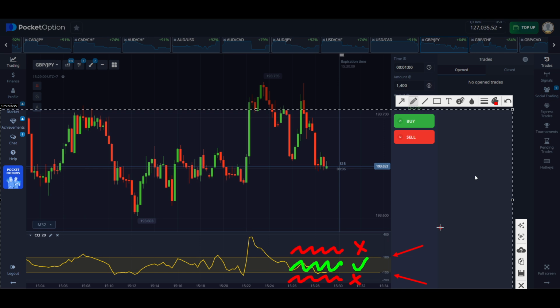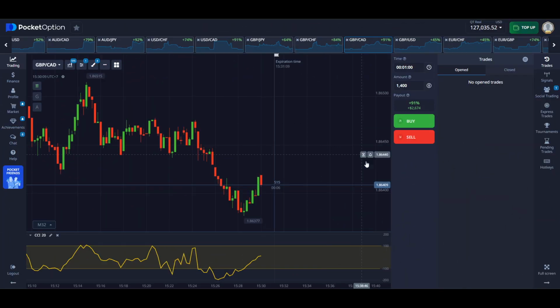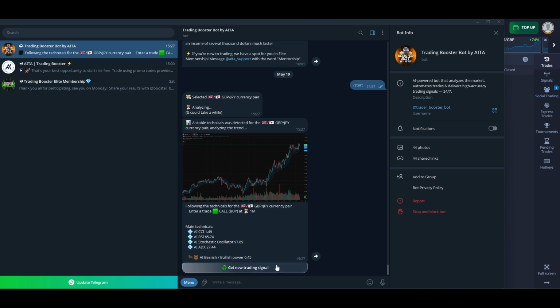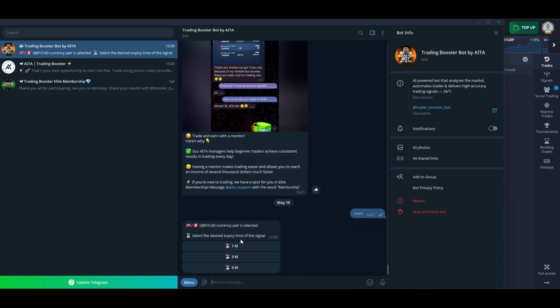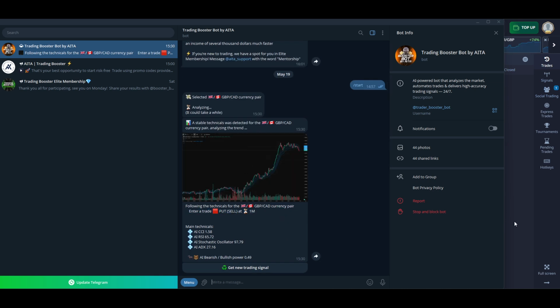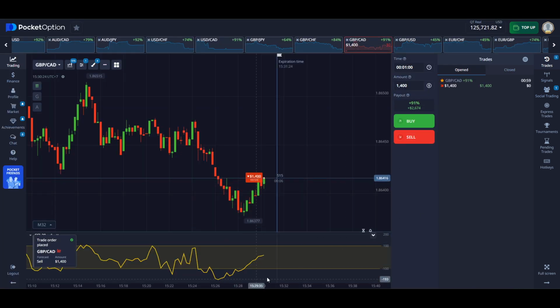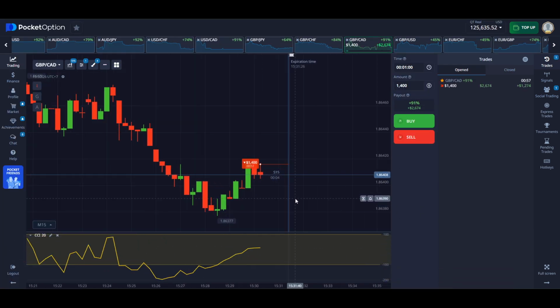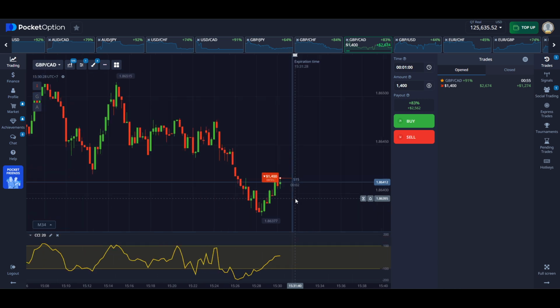Please remember this, as it will ensure your safety in trading. The currency pair is British Pound to Canadian dollar. I go to Booster Bot, select this currency pair, and set the trade duration to 1 minute. And I receive a sell signal. Since the CCI indicator value is currently in the middle, I can safely open my sell trade.